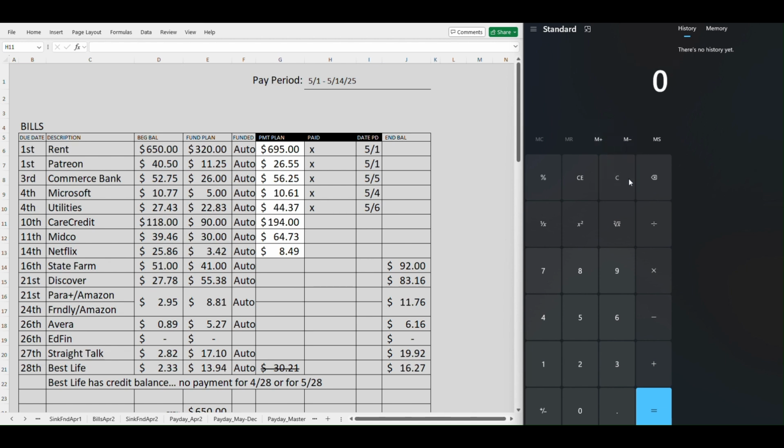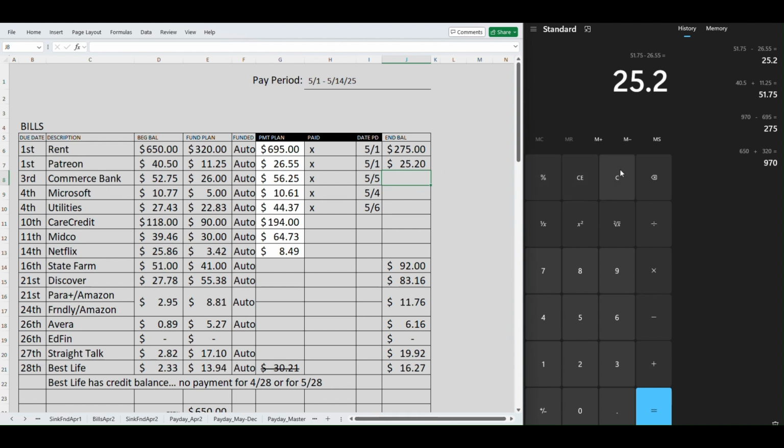So then I go to my piece of paper, and I go from the left to the right. I took my beginning balance for rent plus the funded plan, which was funded automatically, and then minus the paid amount, which was $6.95. The balance is $2.75. I do the same thing with Patreon. The beginning balance is $40.50. The funded plan was $11.25, automatically funded, and paid $26.55. And so the balance now is $25.20. So you see how I'm going from left to right on each one of these.